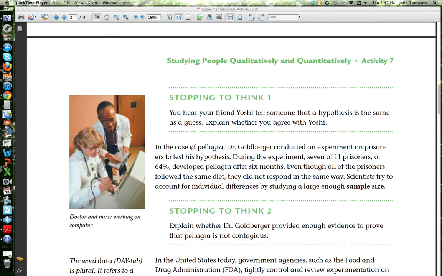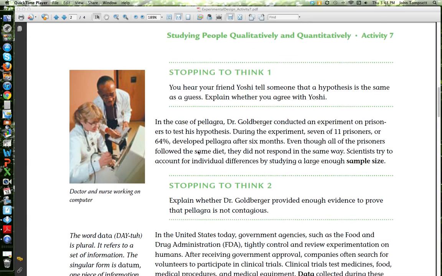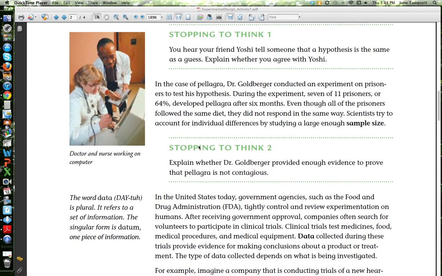In the case of pellagra, Dr. Goldberger conducted an experiment on prisoners to test his hypothesis. During the experiment, 7 of 11 prisoners, or 64%, developed pellagra after 6 months. Even though all of the prisoners followed the same diet, they did not respond in the same way. Scientists try to account for individual differences by studying a large enough sample size. There's another bolded phrase or word, and that needs to be written in your science notebook, in your glossary, with the definition. Here's stopping to think, number 2.